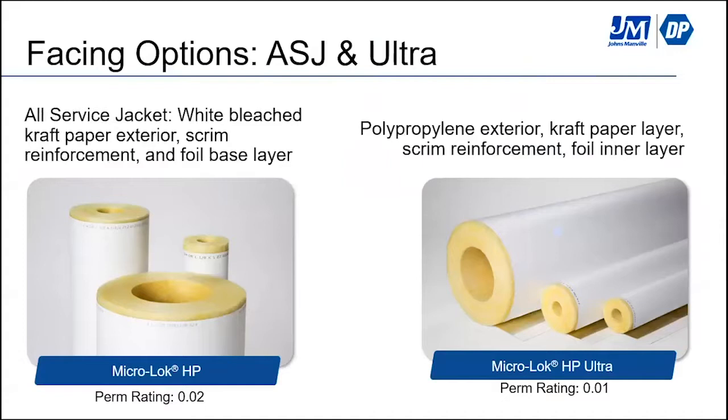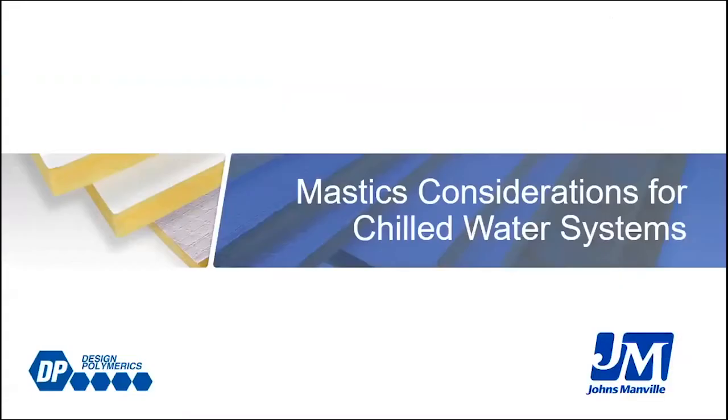And just a couple facing options that are available with Johns Manville's pipe insulation systems. We have an ASJ jacket or a Microlock HP. This is, again, a white bleached kraft paper with a fiberglass scrim reinforcement and foil on the interior layer, giving you your perm performance. We also have our Microlock HP Ultra, which is a polypropylene exterior with that kraft paper, scrim reinforcement, and again, foil providing you the perm rating. So in these particular cases, HP performs at a perm rating of 0.02, and HP Ultra is at 0.01. Turn it over to Scott, and he can talk about mastics.